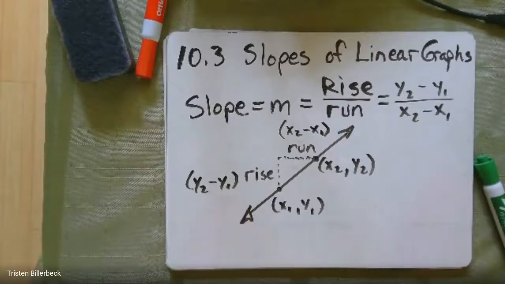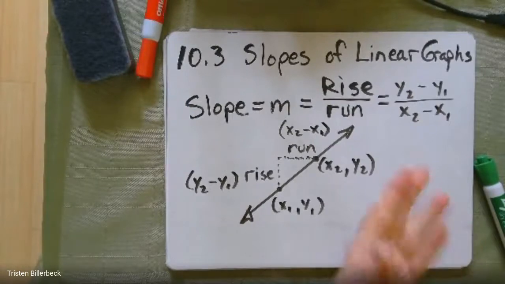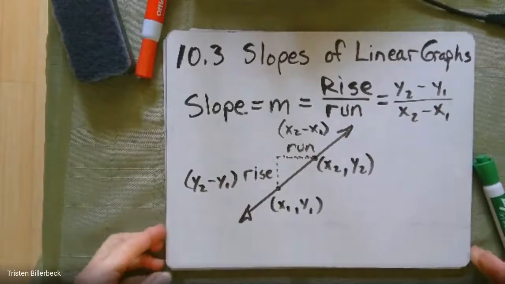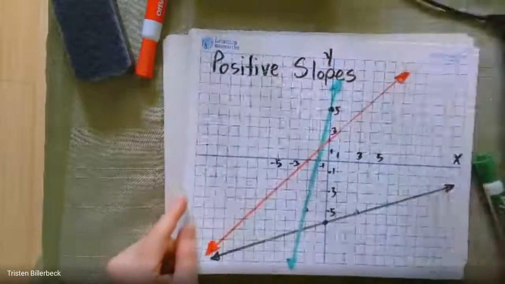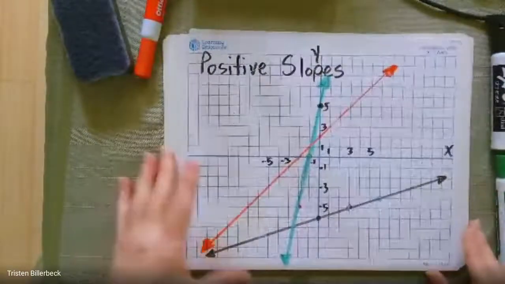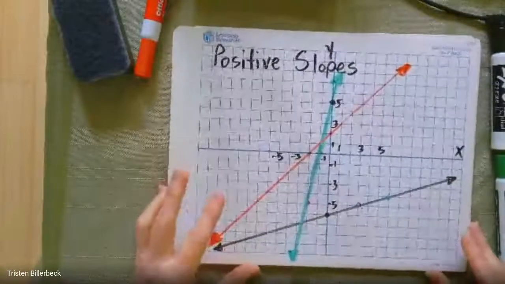First, how are we going to see it on the graph and know that it's the slope? And lastly, we'll learn how to figure it out with just the math. All right, first of all, I want to talk about positive slopes. We have a number of positive slopes here.